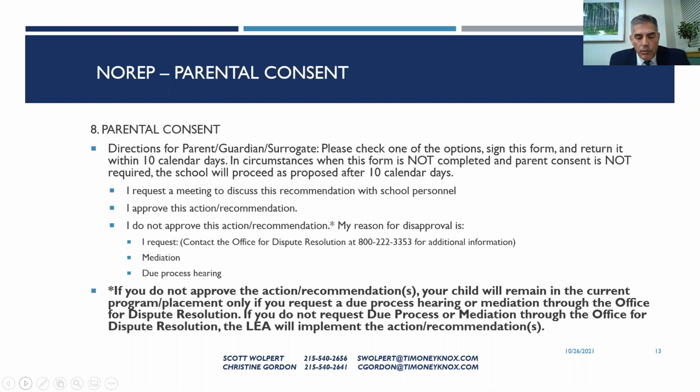If you see the third box down, it says, I do not approve the action recommendation, and my reason for disapproval is. I see many situations where parents may agree with much of the IEP and NORUP, but you don't agree with everything. And you have to really think about, am I going to say I agree when I don't agree with everything? In many situations, you can just check I disapprove, and you can handwrite in there, I agree with whatever it is, or I don't agree with whatever you want to specify. It's okay to do that. It's okay to be specific, and I'd encourage that.